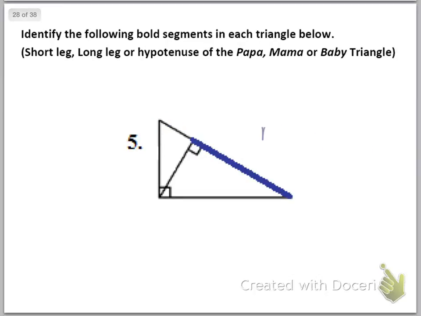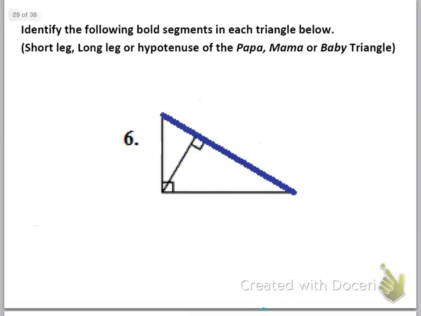Okay, this one is touching mama, and it's the long side. Okay, my right angle's here, so that would be hypotenuse. This is my shorter side. It is not touching the full side of papa, so we can't say it's touching papa, and it's also not touching a full side of baby, so it's just mama.